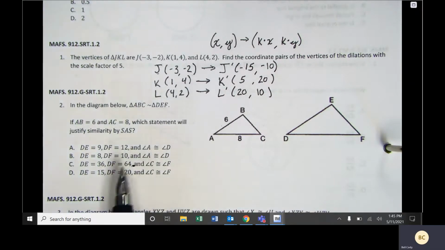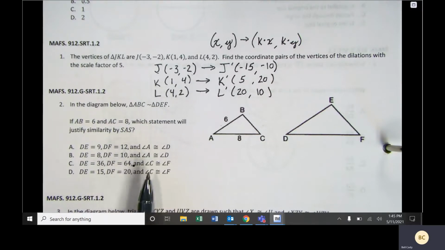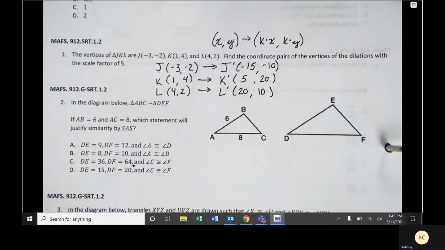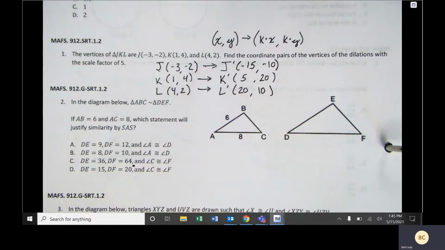Another example, similarities in right triangles and beyond. In the diagram below, triangle ABC is similar to triangle DEF if AB equals 6 and AC equals 8. Which statement will justify the similarity by SAS, that is side, angle, side? When we're comparing two triangles to be similar or not, the angles need to be congruent and the sides need to be proportionate.